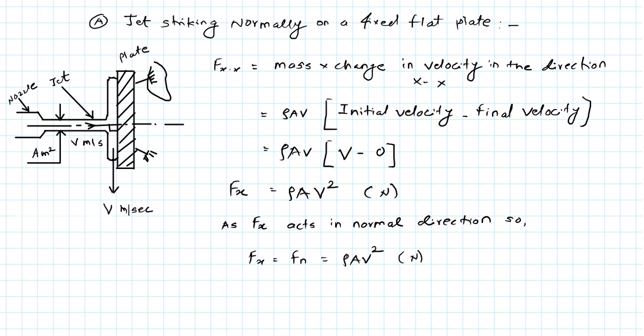So we calculate the force exerted in the x direction, or the force exerted in the direction of the jet. As we know, the maximum force applies in the normal direction, so our aim is also to calculate the force exerted in the normal direction. The diagram clearly shows the jet is coming in the x direction, normal to the plate. So Fx is equal to Fn. It directly says rho a v square is the force exerted in the normal direction.